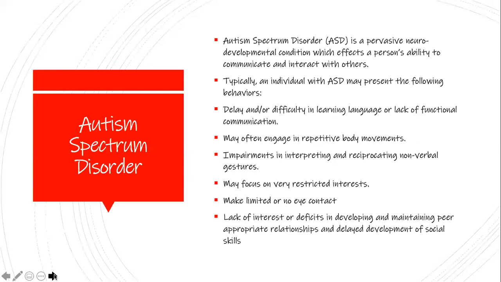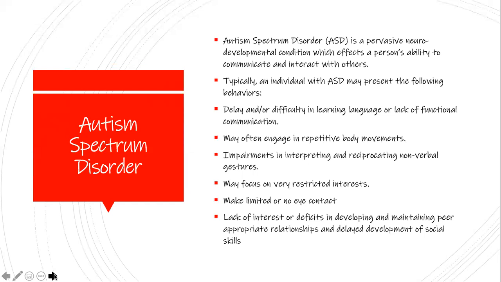Some of these behaviors might be delays in their language or functional communication. They may engage in repetitive behaviors such as hand flapping or twirling objects. Individuals with ASD may have trouble interpreting or reciprocating nonverbal gestures like facial expressions or body language such as crossed arms indicating someone is irritated. They sometimes have restricted or limited interests and fixate on them, so it can be hard to introduce new topics or items.